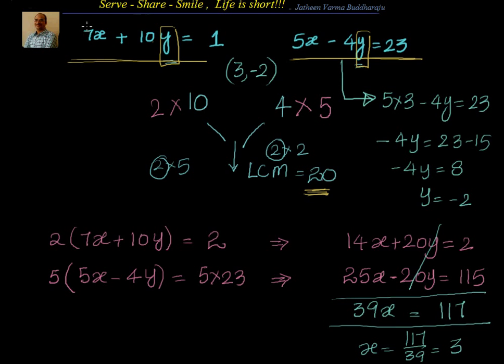Now you multiply this whole equation with 2 and this whole equation with 5. That is what we have done. Now we see that the signs are opposite, which means you can add them. If the signs are the same, then you have to subtract. You simplify, you get the value of x. Once we get the value of x, we can take any one of the equations and substitute so that we can find the value of the other variable. Let us do some more examples.